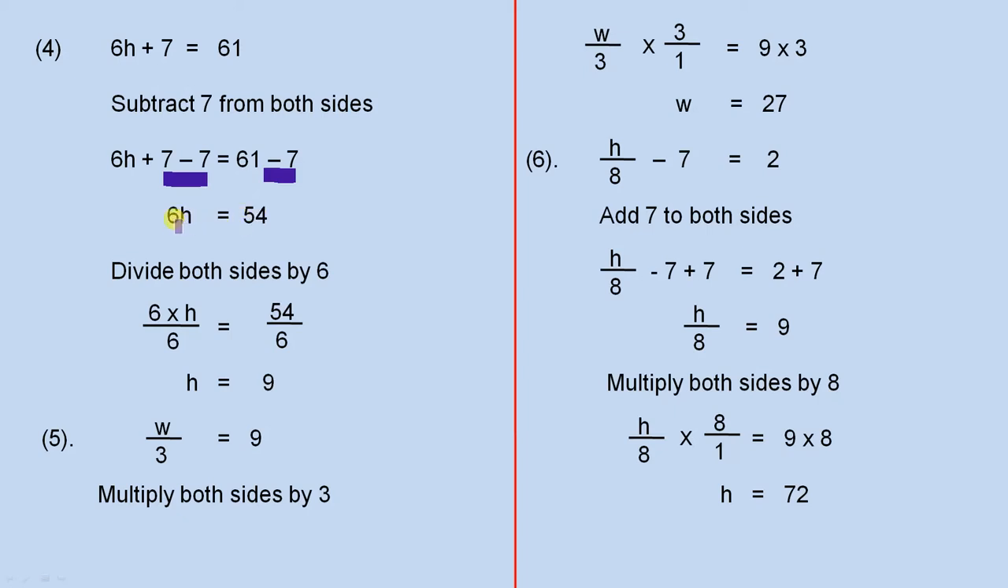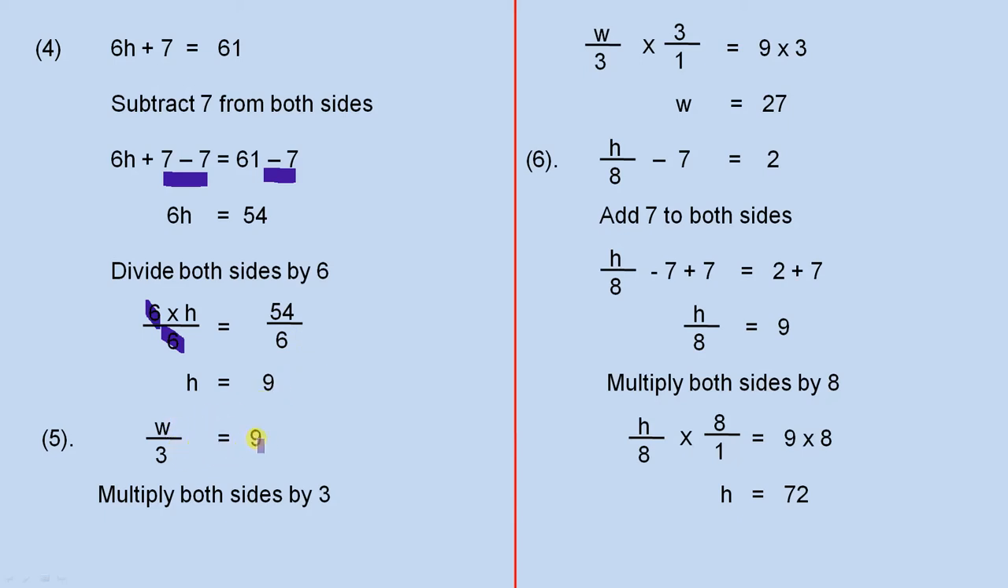6 times h is multiplication, so we divide both sides by 6 because the inverse of multiplication is division. So we've done that there, which keeps the equation balanced. The 6's cancel. The left-hand side is h. 6 into 54 goes 9.